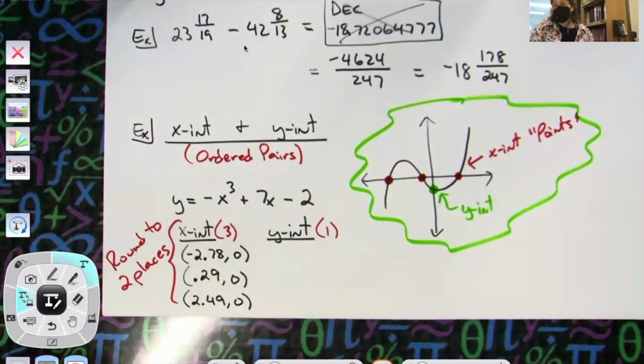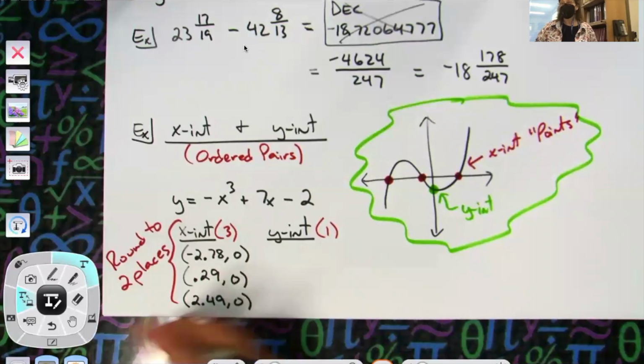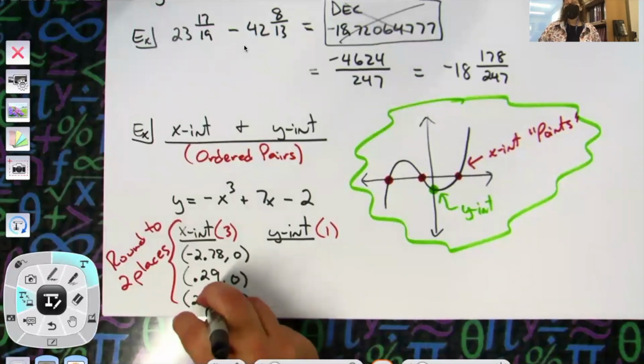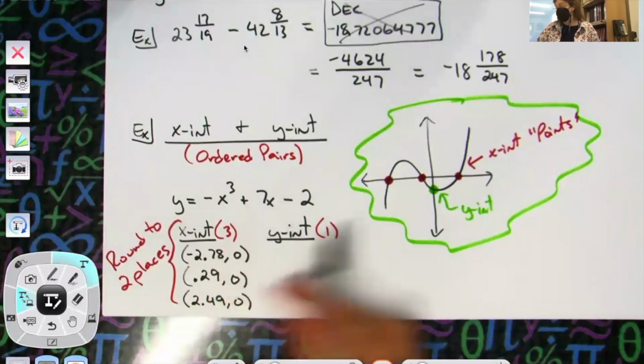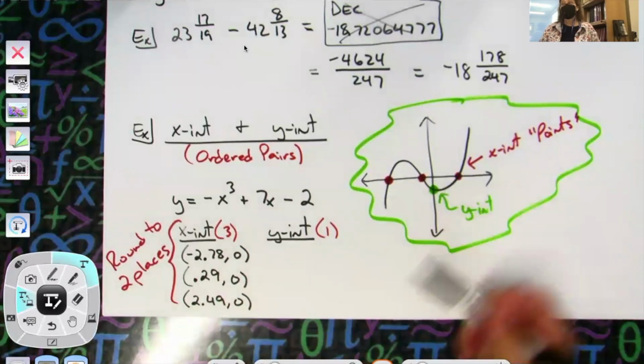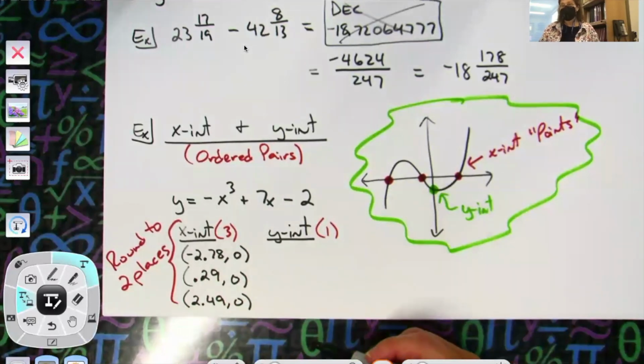Second calc gets you to the menu that you need, and you're selecting 0 off of that menu because these are the x-intercepts, but they're also called the zeros of the function. We talked about that on Monday.